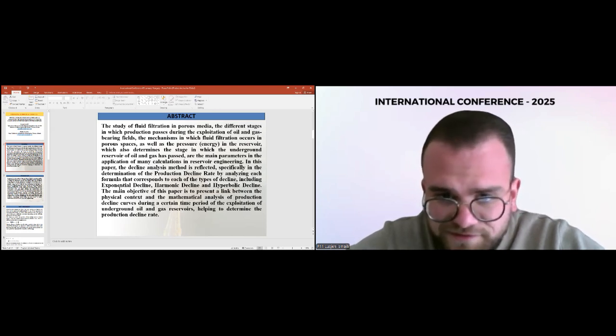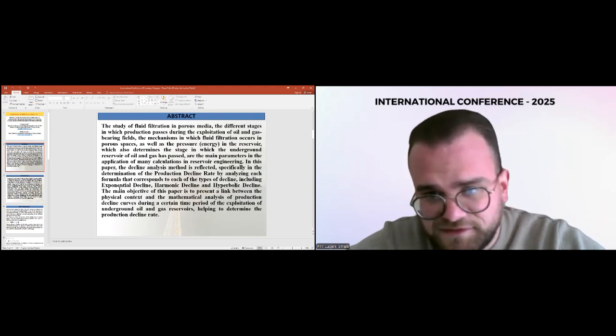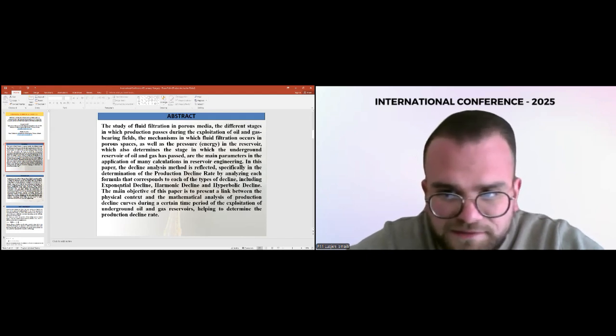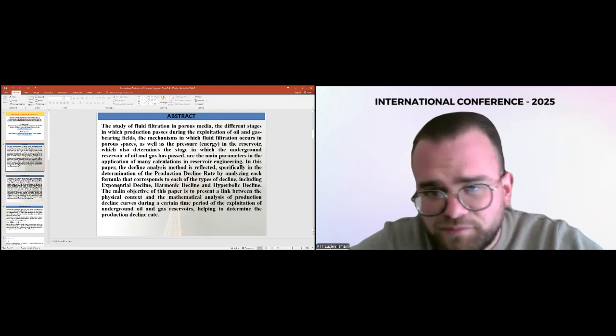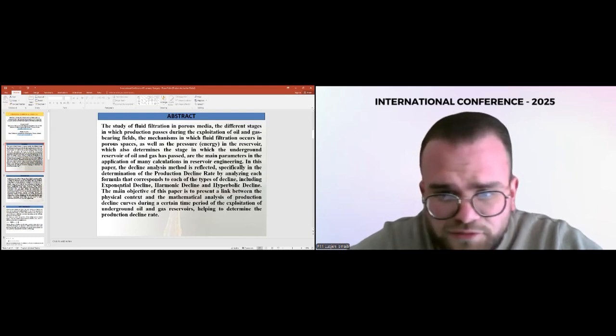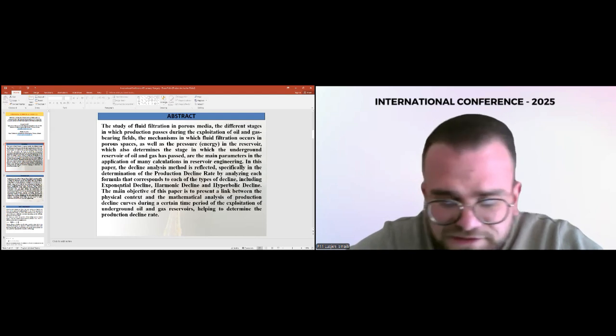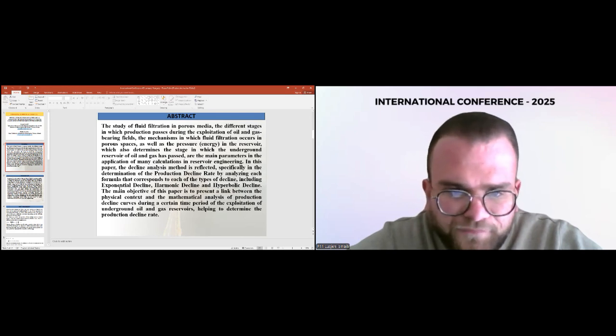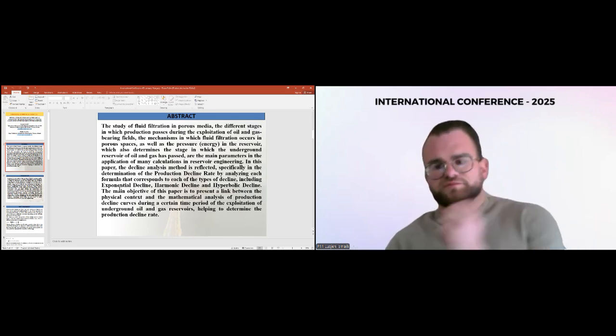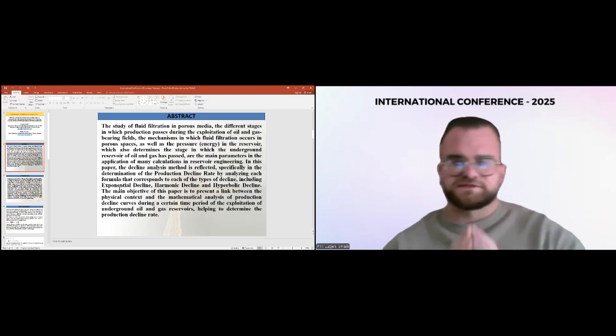So in this paper, the decline analysis method is reflected specifically in the determination of the production decline rate by analyzing each formula that corresponds to each type of decline, including exponential decline, harmonic decline, and hyperbolic decline. Every decline, as I said, exponential, harmonic, or hyperbolic, is shown based on ARPS studies.